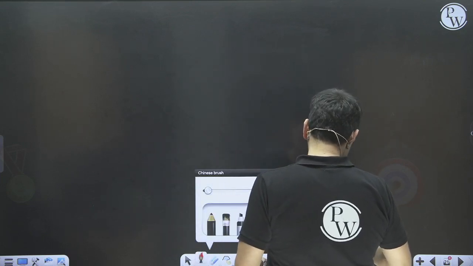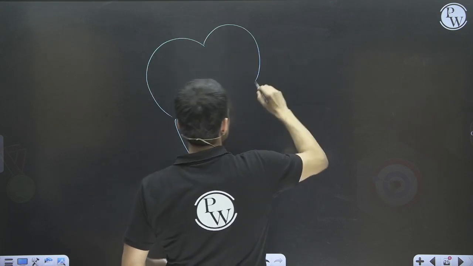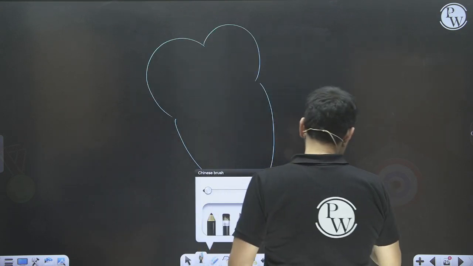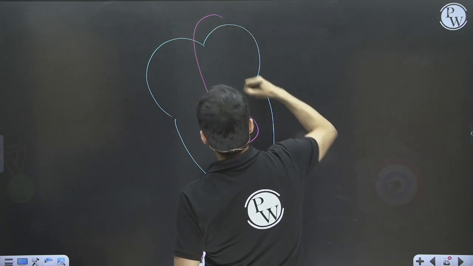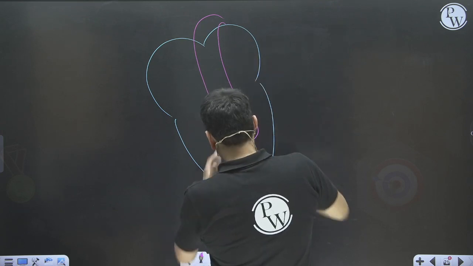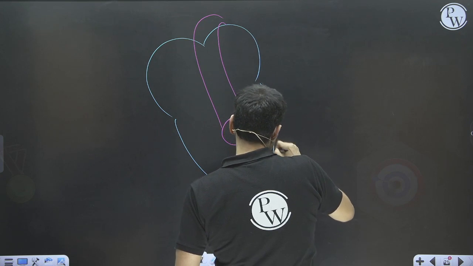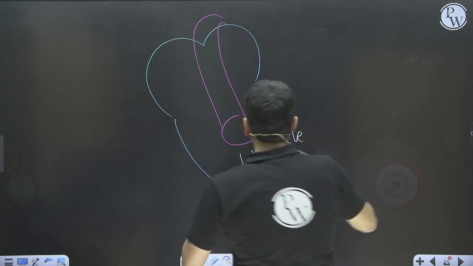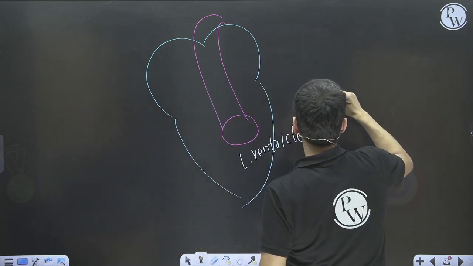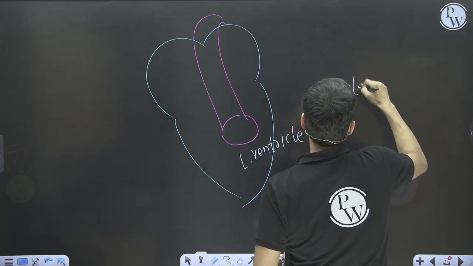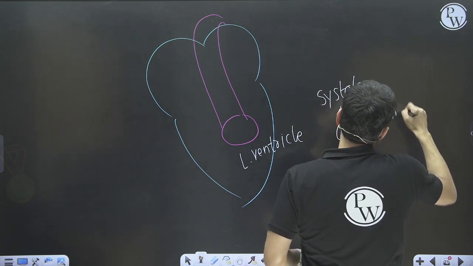If I draw the heart again, this is basically the heart, and this is the aorta. This is the aorta, right? Now this is the left ventricle. When the heart is contracting, when it is in systole, that means the heart is contracting.